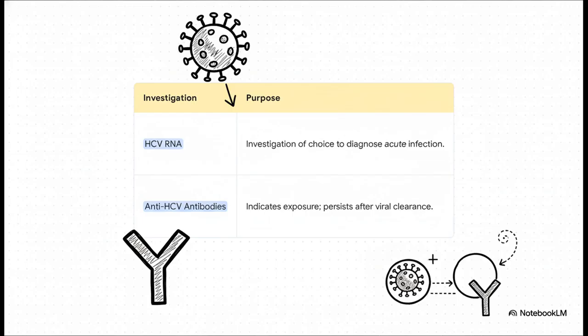To diagnose a current active infection, you need to look for the virus itself. That's the HCV RNA test. The antibody test, on the other hand, just tells you about past exposure. It will stay positive for life, even if the patient cleared the virus themselves years ago. It's the difference between seeing a fire and just seeing the smoke damage afterwards.